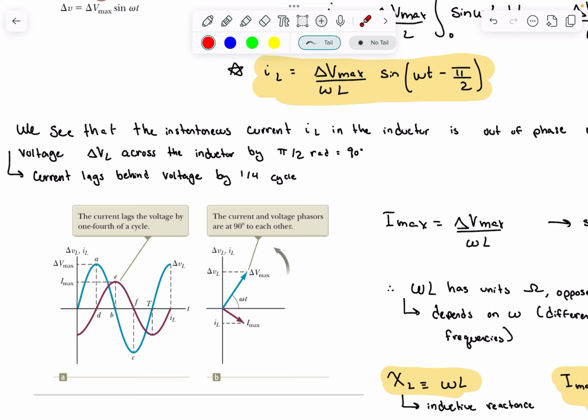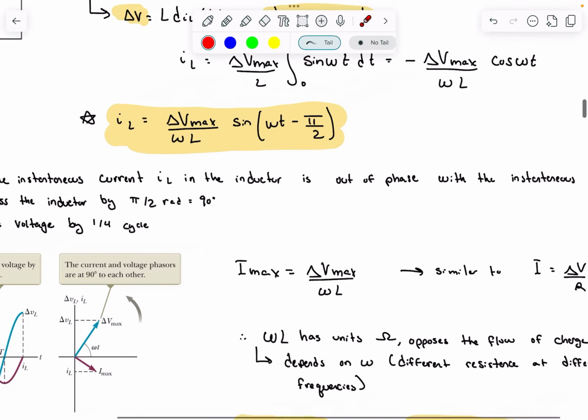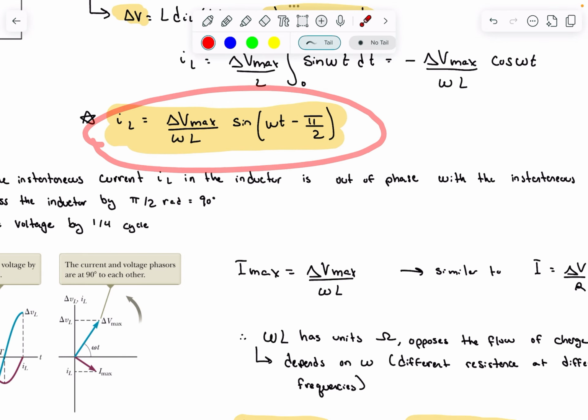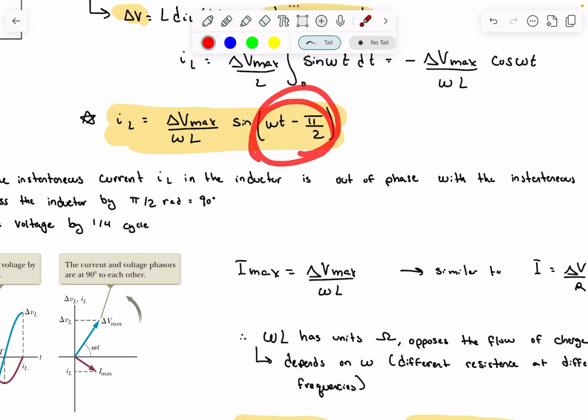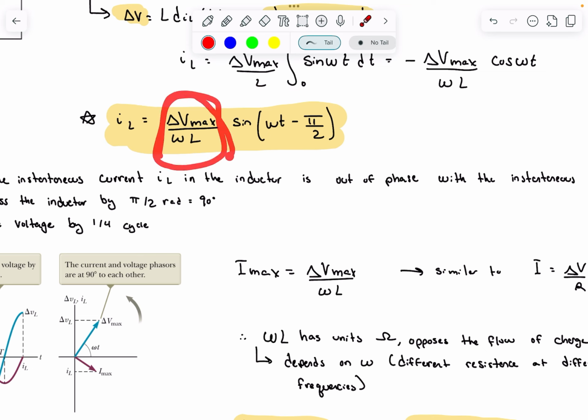Okay, so there is this lag happening that can be represented by these phasors too, where here this is delta V max, and this is I max, and they're separated by 90 degrees, and they're rotating in this direction. Now, if we look at this expression, I max is just going to occur when sine of this is equal to 1. So here we have I max is equal to delta V max over omega L.